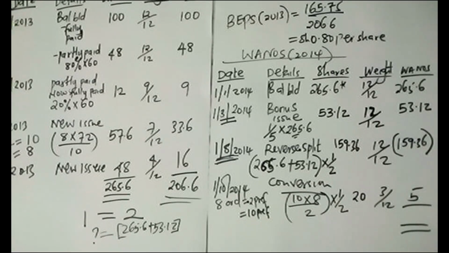So 265.6 plus 53.12. 53.12 minus 159. I told you for the reverse, you have to subtract. It reduces the number of shares while increasing the price of the share. So you get 164.36.